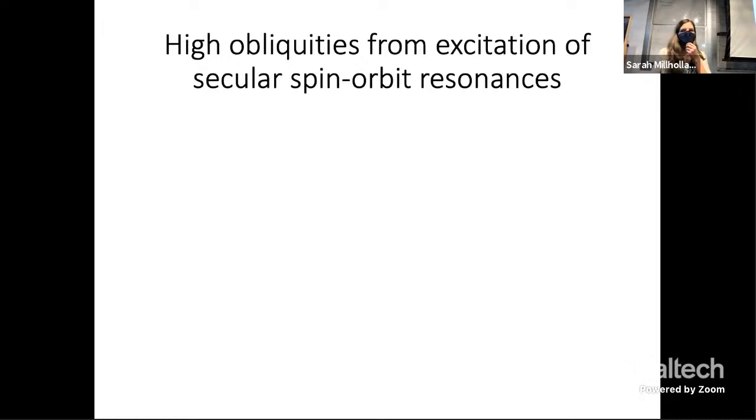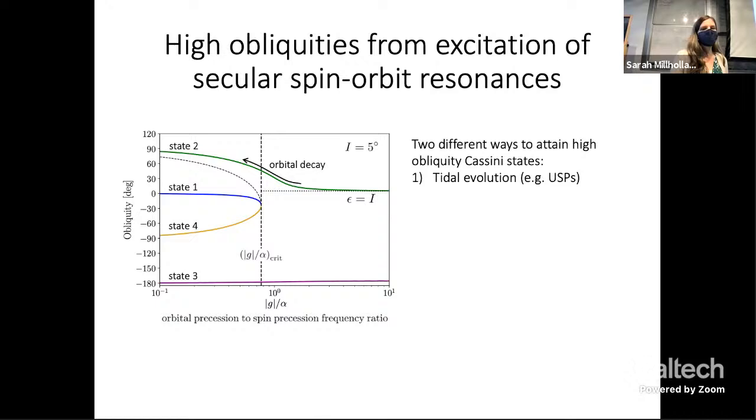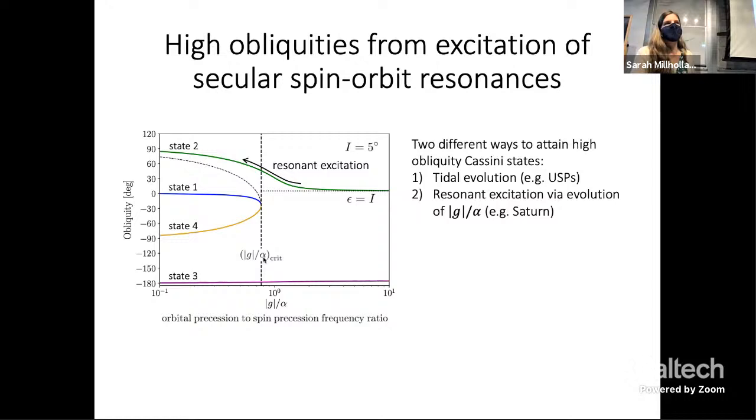Well, it's not just that the planets can have these high obliquities, but we actually expect them to, due to a dynamical resonance called a secular spin-orbit resonance. The key idea is in realizing that these high obliquity Cassini states can be generated in multiple ways. One way is, as I was showing earlier, if this ratio of G over alpha, the orbital to the spin axis precession frequency, evolves through something like orbital decay, as I was showing for the USPs. But another way is if this G over alpha frequency ratio evolves through means other than orbital decay, such as other evolutionary factors going on early on in the system's lifetime.